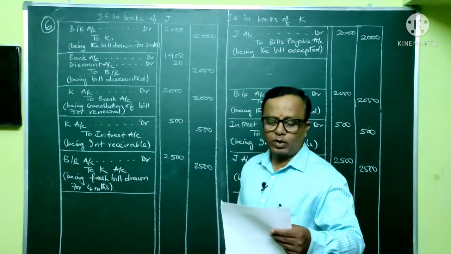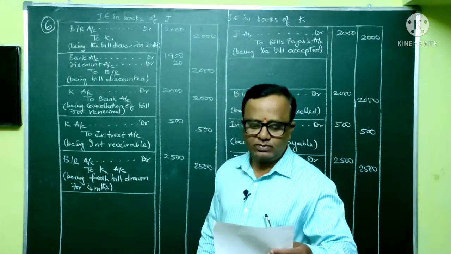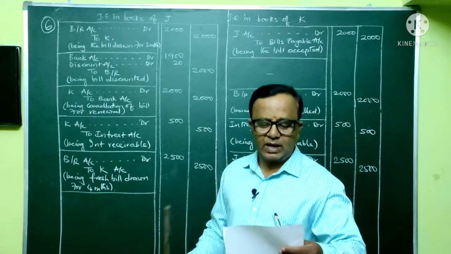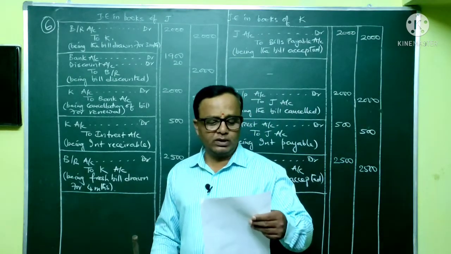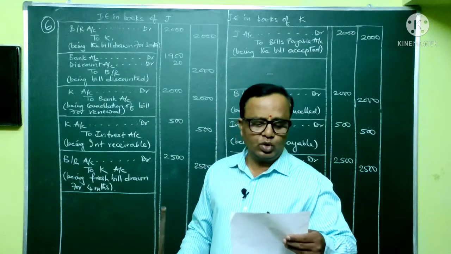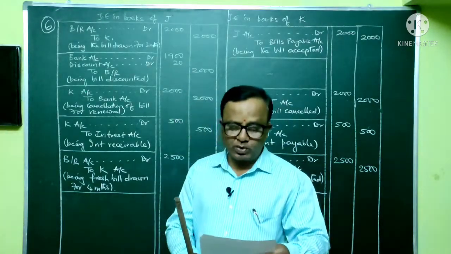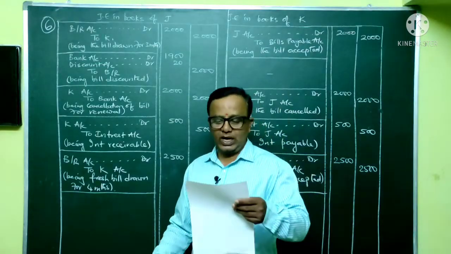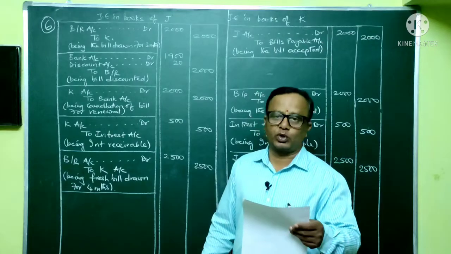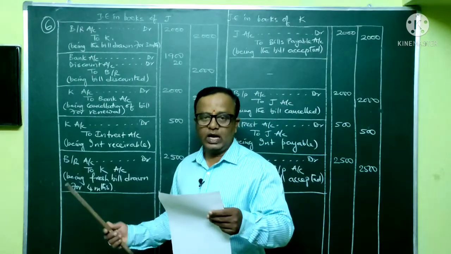So here the problem is J has drawn one bill on K for 2000 for 3 months, which K has accepted. After that, J has discounted the bill for 1980. On maturity, K is unable to honor the bill, as such he has requested J to draw a fresh bill for 4 months along with interest of 500, which J agrees to. So, what entries we should write in the books of J as well as K?